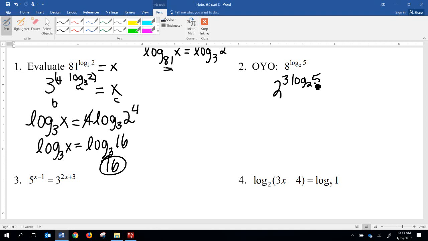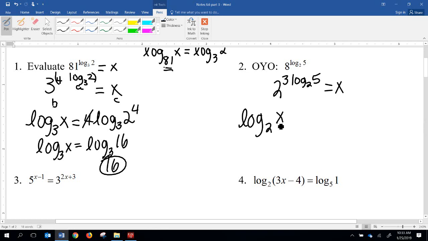All right, I've seen a lot of people get it. So what we're going to do is we're going to set this equal to x. Now here's our base. So it's log base 2 of x is equal to 3 log base 2 of 5.